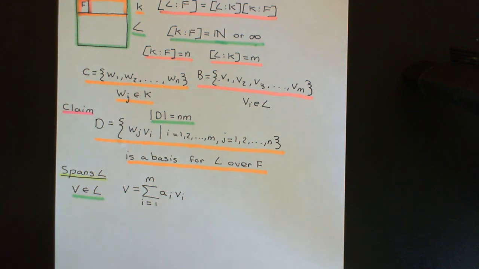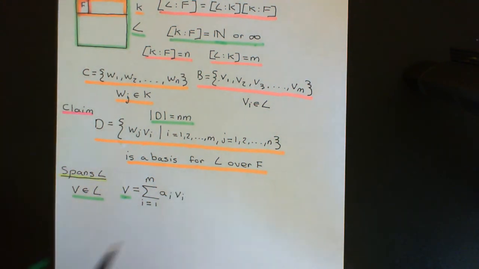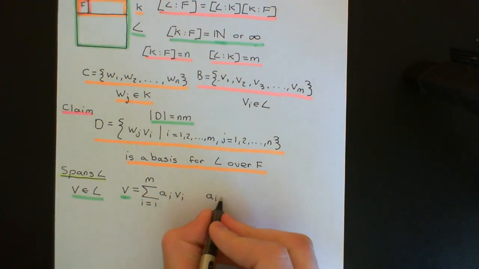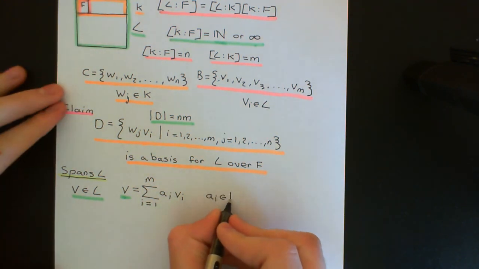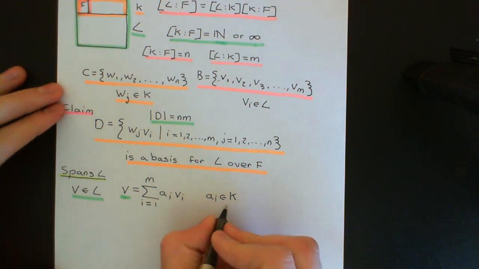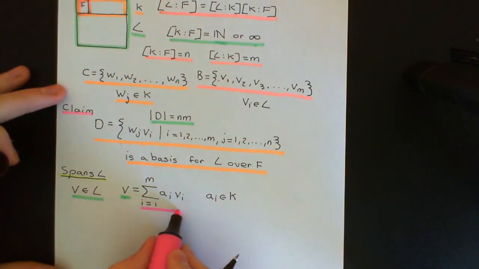capital L. So I can write any arbitrary vector v in the largest field, capital L, as a linear combination of these basis vectors, where these coefficients, the a_i's, I know have to be in the subfield, capital K, so I've got some restriction on where they actually are. They're not just arbitrary elements of L, they're specifically in that subfield, capital K.